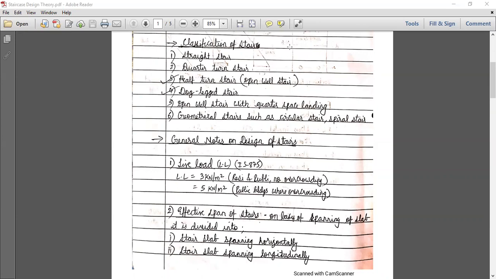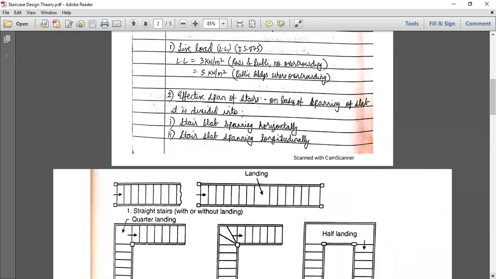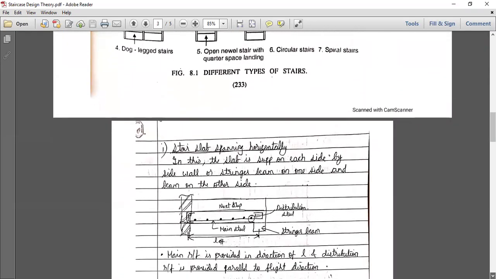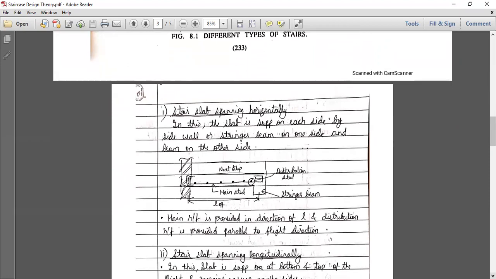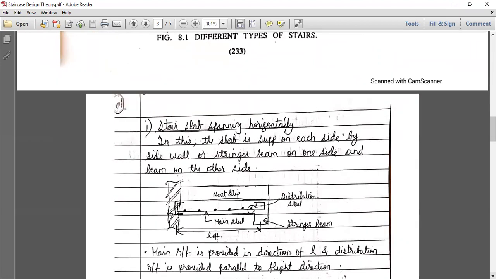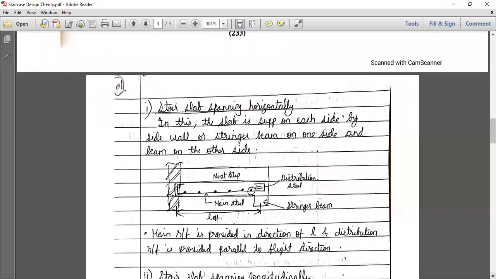Stair slab spanning horizontally and stair slab spanning longitudinally. So this is the first type, stair slab spanning horizontally. Spanning means the placement of the steel, the main steel. That is called the spanning. So when the main steel is placed horizontally, then we say that the stair slab is spanning horizontally. And when the main steel is placed vertically along the length of the staircase, then we say that the stair slab is spanning longitudinally. Is this clear, everyone?